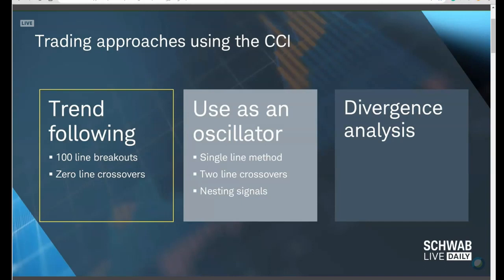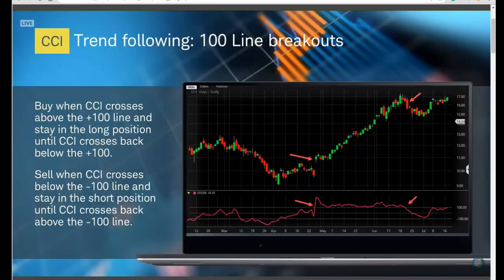The second, as I said, you can use it as an oscillator. In other words, for range bound stocks to try to pick tops and bottoms with a little bit more accuracy. And you'll see that there are 3 methods that have been developed over the years if that's how you choose to use it. There's something called the single line method, the 2 line crossover method, and the nesting method. And of course, we'll cover all of those. And finally, like I said earlier, if you want to use it to pick up divergences, we'll talk about what that is. Sometimes you make the look back period just a little shorter than you might. And we'll talk about that one too.